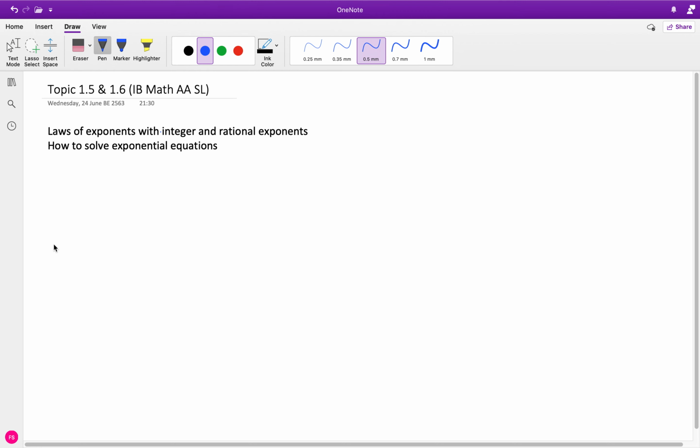In this video we are going to look at the laws of exponents and how to solve exponential equations without using logs. So let's go over some basic properties first.